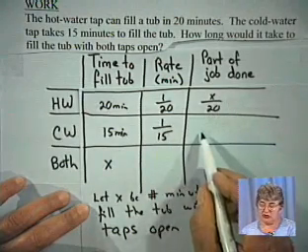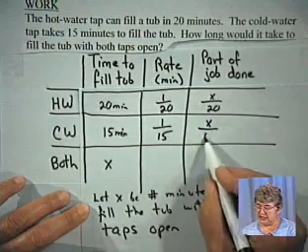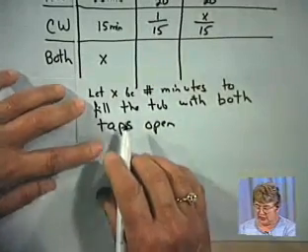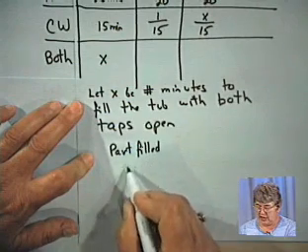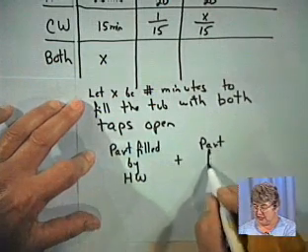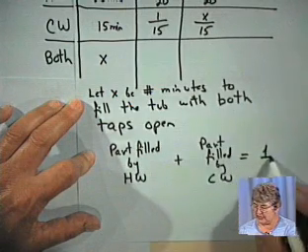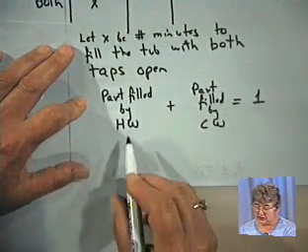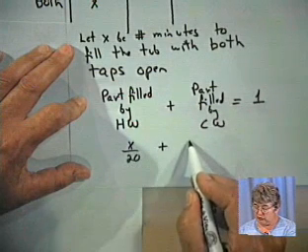The part of the job done by the cold water tap is the minutes that it's open times its rate, so X times 1/15th is X/15th of the job. So now we can get our equation together, and we can do it this way. The part of the tub filled by the hot water tap, plus the part of the tub filled by the cold water tap, equals one tub of water. All right, so we know that the hot water does X/20th of the job. The cold water does X/15th.